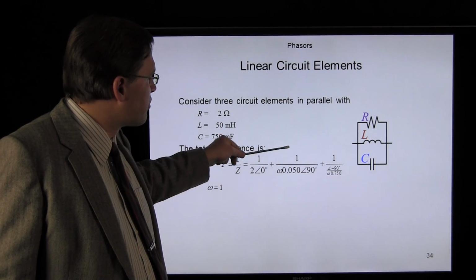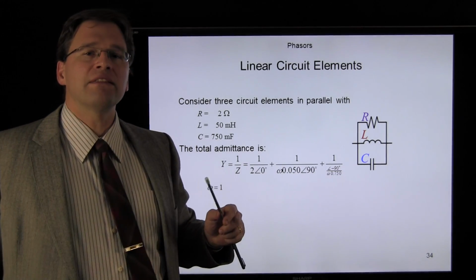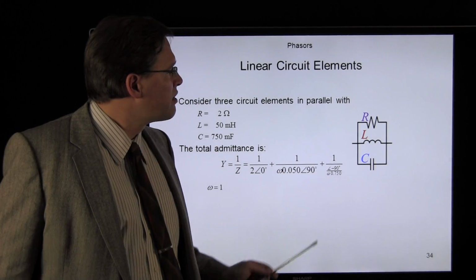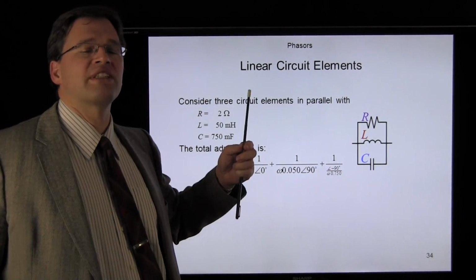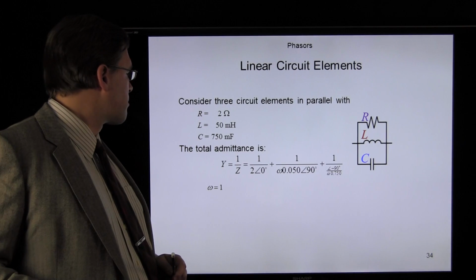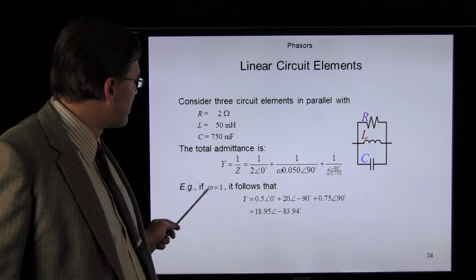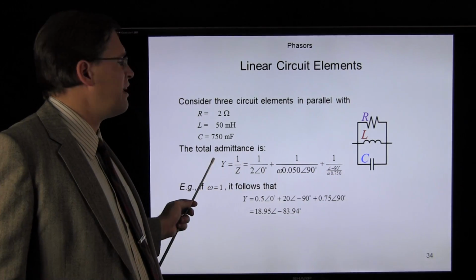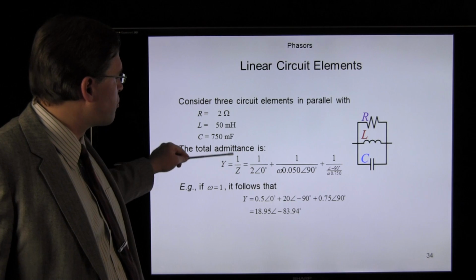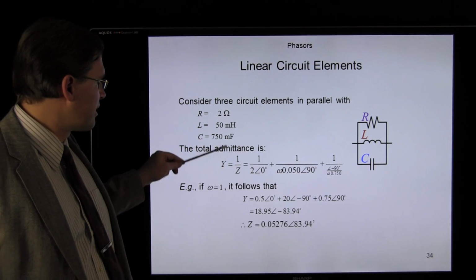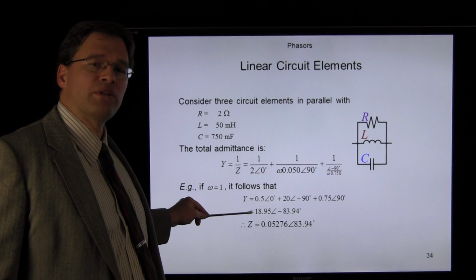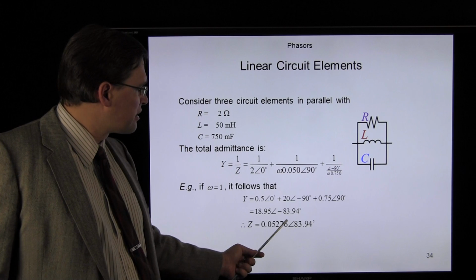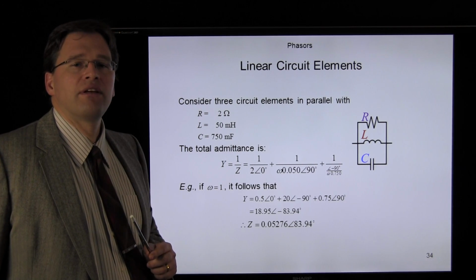The admittance of each of these is just 1 over their impedance, and so the admittance Y of this circuit is just the sum of the three admittances of each of those, or the sum of the reciprocals of the impedances. I can calculate that value. If omega is equal to 1, I can substitute omega equal to 1 into both of those, calculate the admittance, and the impedance is 1 over that. So I can calculate the inverse of this: it's the inverse of the magnitude and with a sign change on the phase shift.